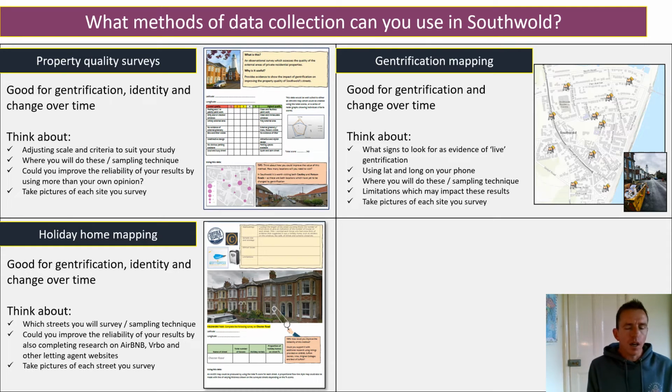So I wouldn't expect you to do this for the whole of Southwold, because that would take forever and certainly take a good long while. But it might well be that you choose 3 or 4 streets in a particular zone that you focus in on, and you try and work out the proportion of holiday homes in those 3 or 4 streets. But again, how many you choose to look at will be up to you.